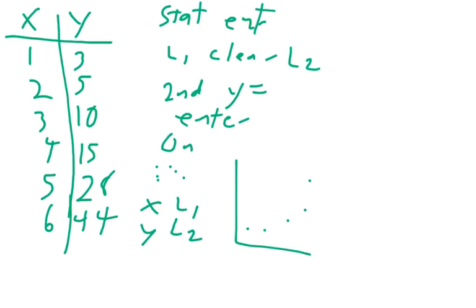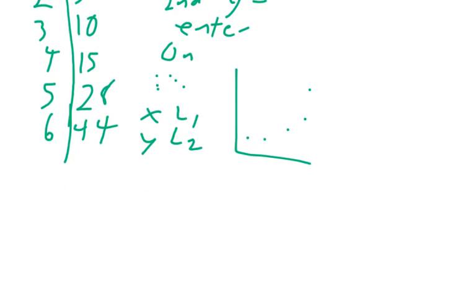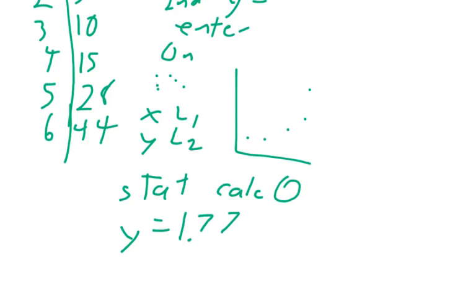like that. Now in order to get the equation of this curve, you are going to hit stat. Stat, calculate, and then you go to 0. So stat, move to the calculate menu, pick 0, and you only really worry about A and B. So Y equals 1.77 times, I'll just put in parentheses, 1.72 to the X.